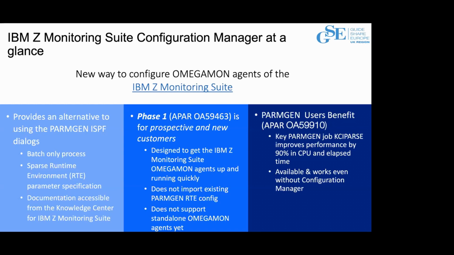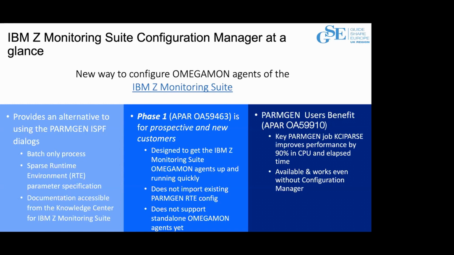So phase one, as I said, you'll keep hearing this from me. We provided this configuration manager with APAR OA59463. It's for prospective and new customers, and you'll see what that means below. It's designed to get IBM Z Monitoring Suite and OMEGAMON agents up and running quickly. So there's 14 agents within that one monitoring suite. You'll get those configured and up and running and you'll see how that's done.